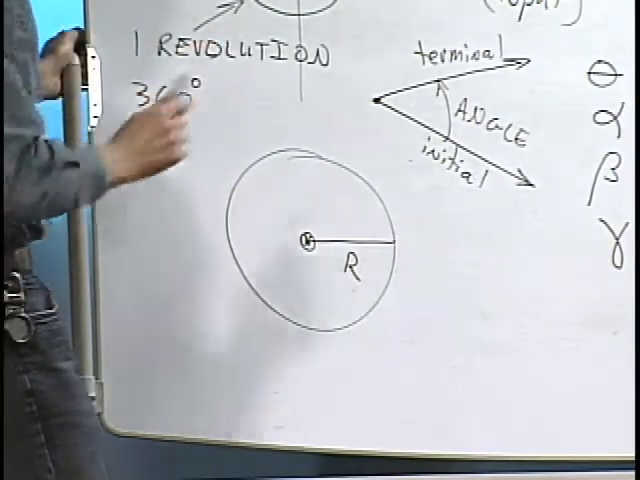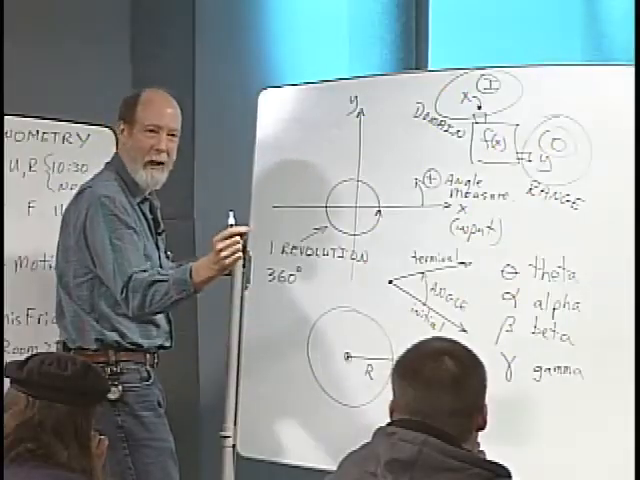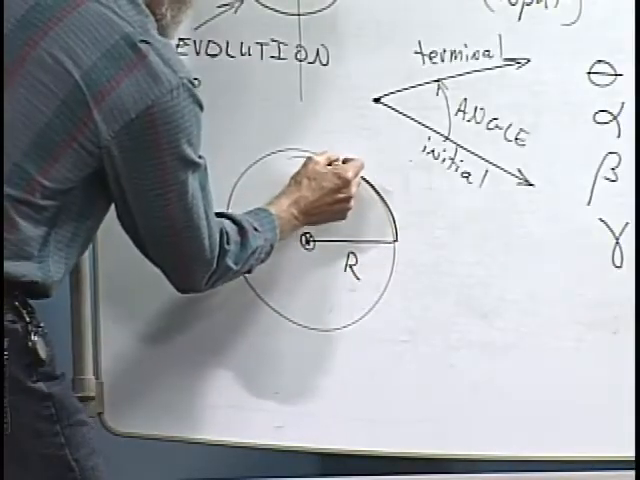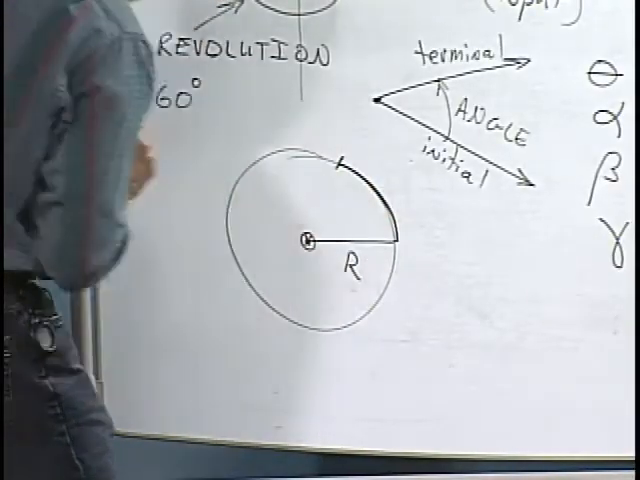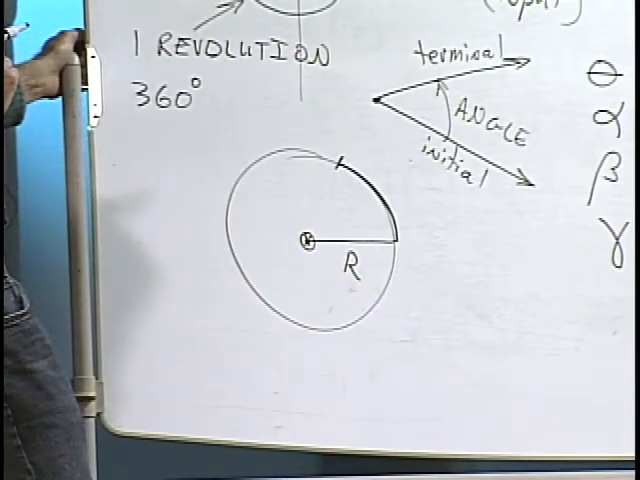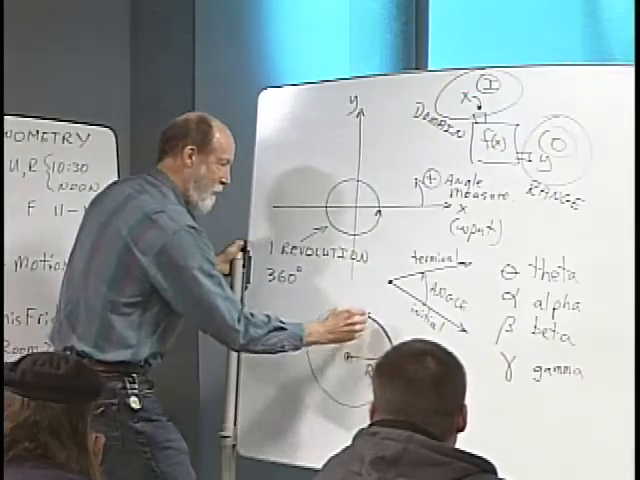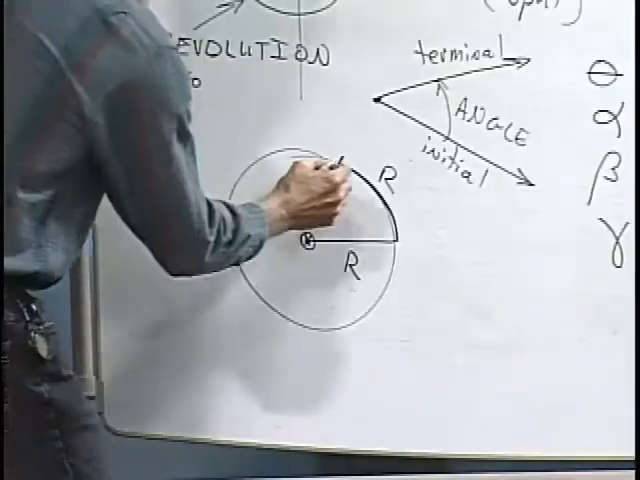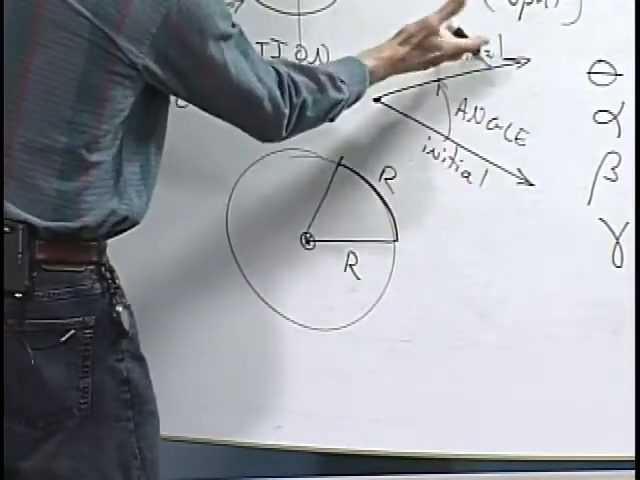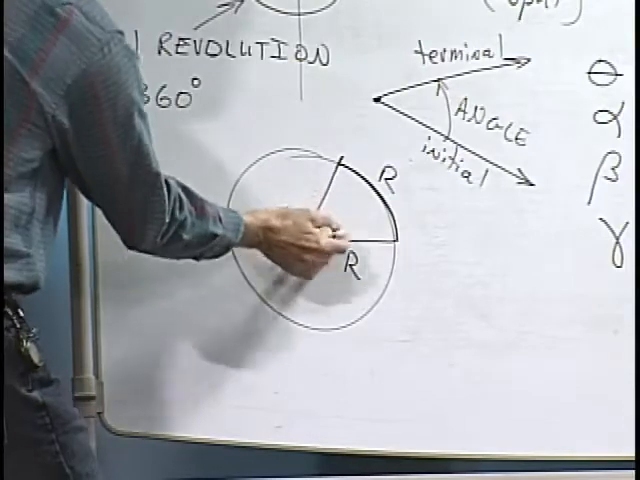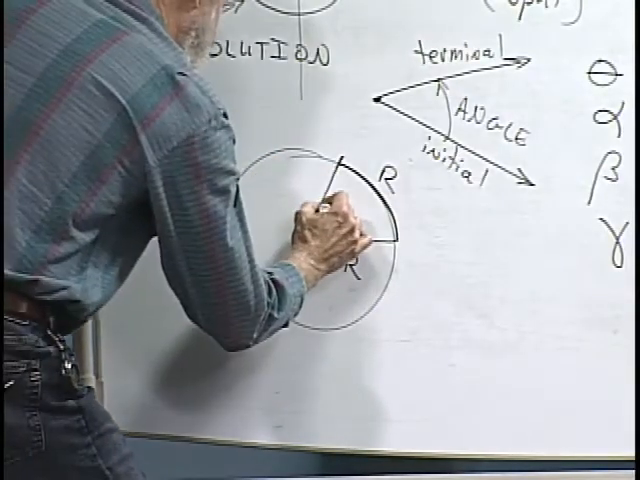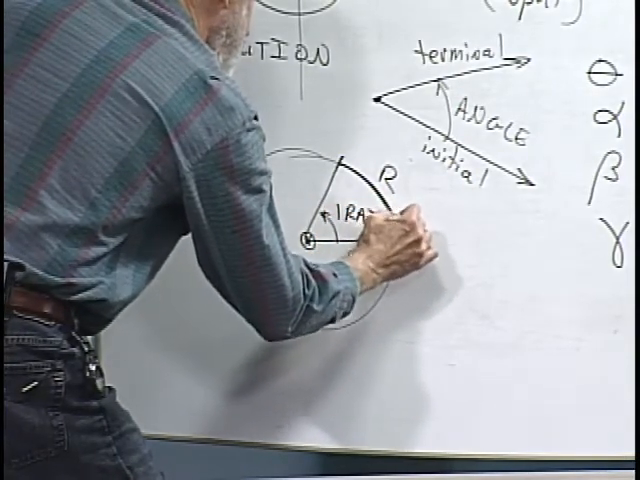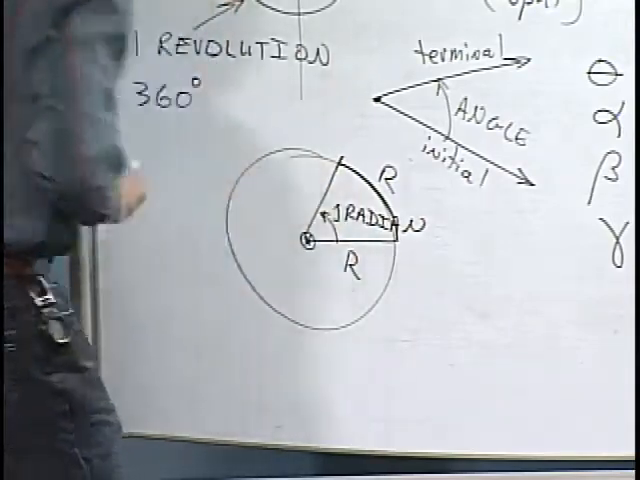Now, if I take that radius like a piece of spaghetti that's been cooked, and I bend that radius on this arc right here, isn't it going to go about that far? If I took that wet noodle and stretched it on the arc of the circle, that amount of rotation from the initial side to the terminal side is called 1 radian. That central angle there is called 1 radian.